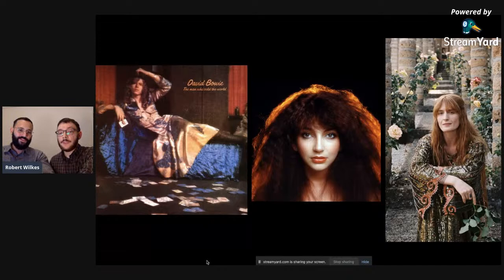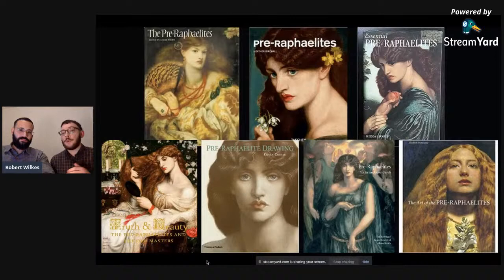And again, just to show you, that's carried over into a lot of the book covers that you would see about the Pre-Raphaelites. Again, the emphasis on Rossetti, images of beautiful women.